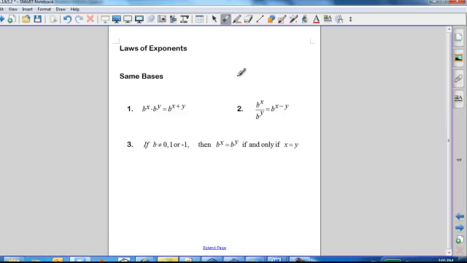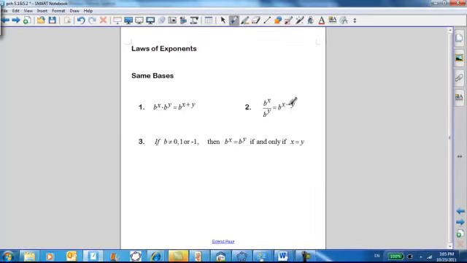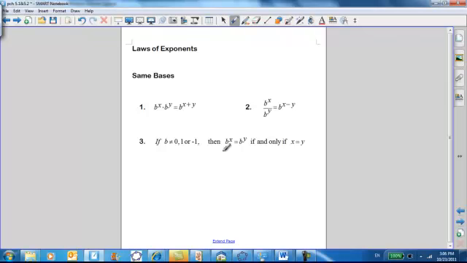Now, recall these rules of exponents involving the same base. Products of exponentials with the same base, you add their powers. If you divide exponentials with the same base, you subtract their powers. And if b to the x equals b to the y, then x equals y, and vice versa.